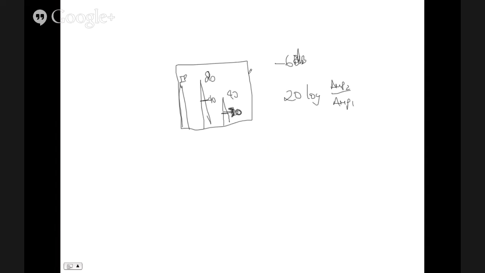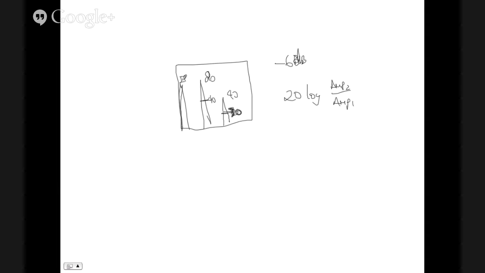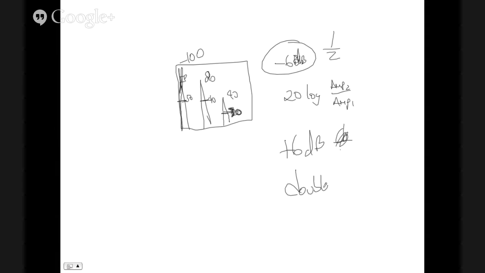Does your initial pulse get affected too? Yes, of course. It also goes down from the 100. Will it go down to 50? Of course. So you go from 50 to 40 to 20. If we have it at 100, we're going to cut it down to 50, and everything on your screen should be cut by half. Or if you add 6 dBs, you should double up everything. Your indication should double.